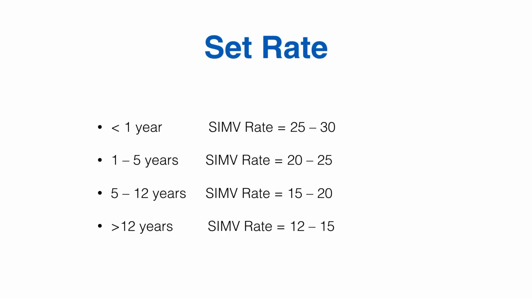So what is a normal respiratory rate? What should you be starting with? For a child less than 1 year, I tend to dial up somewhere between 25 and 30 breaths per minute. 1 to 5 years, 20 to 25 breaths a minute. 5 to 12 years, 15 to 20 breaths per minute. And greater than 12 years, around about 12 to 15 breaths per minute.